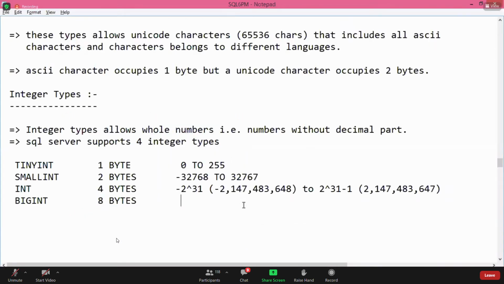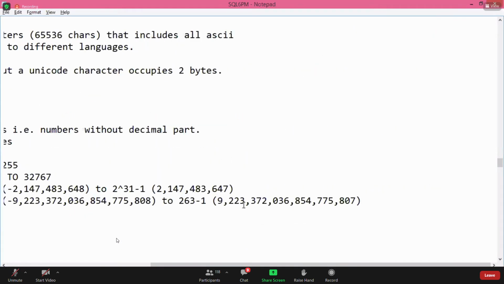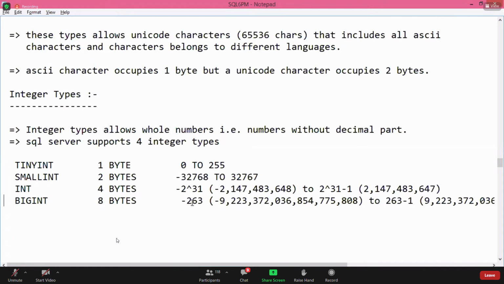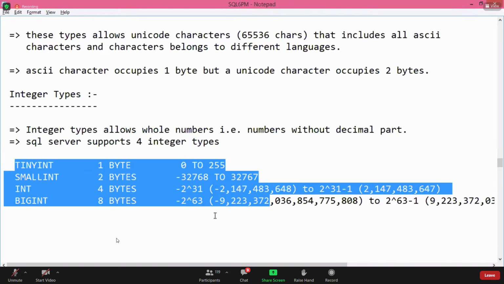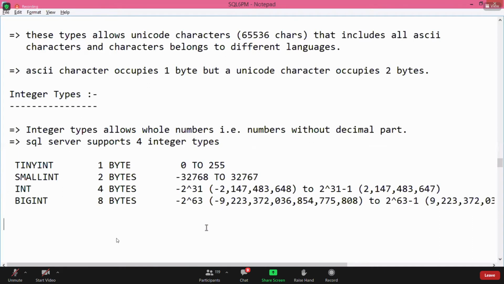Let's see this here. So this is the range: minus 2 power 63 to 2 power 63 minus 1. That's it. This is what type. So which one you use depends on the range.